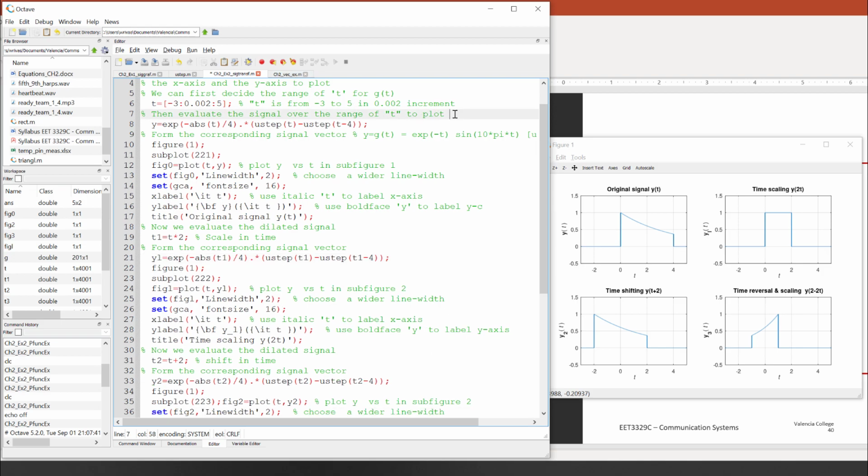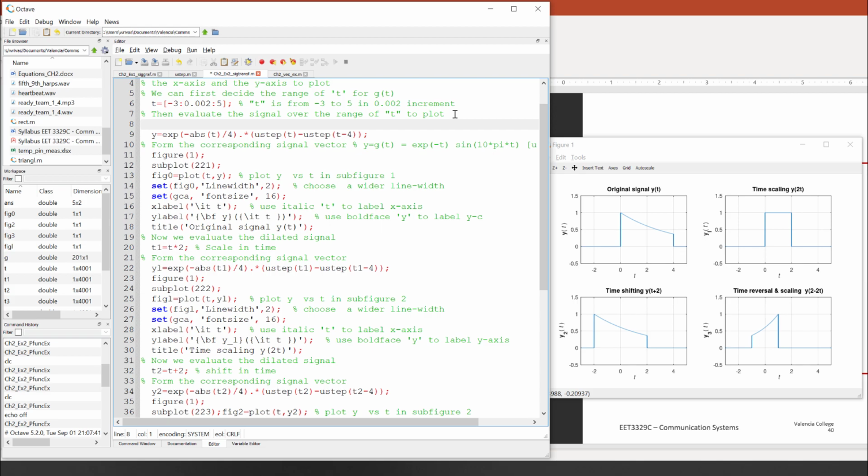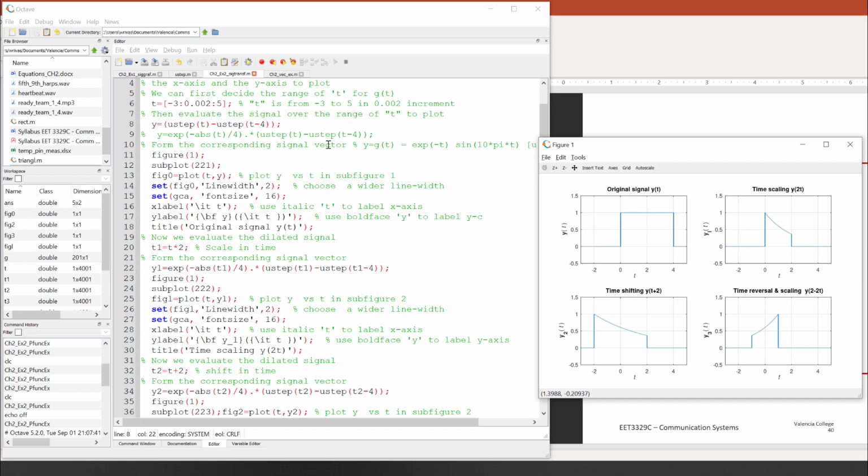Okay, a little bit of a hiccup in my example here. I should have done it here, because there's a 2t that happens down here that was messing up my function. All right, so let's call this y, and this is the one I should have changed. So use step of t minus use step of t minus 4, and it should not be t1, it should be t. Okay, and let's do that one.